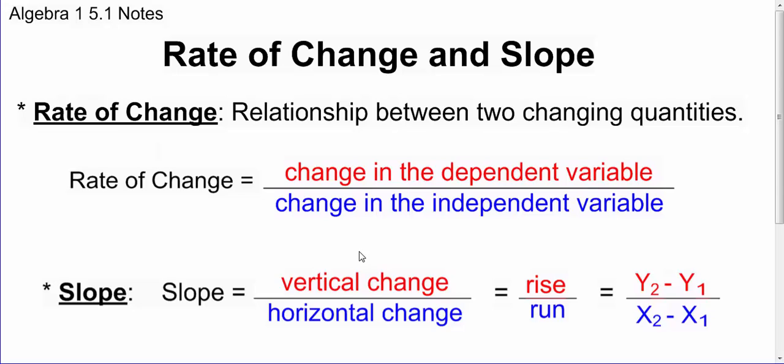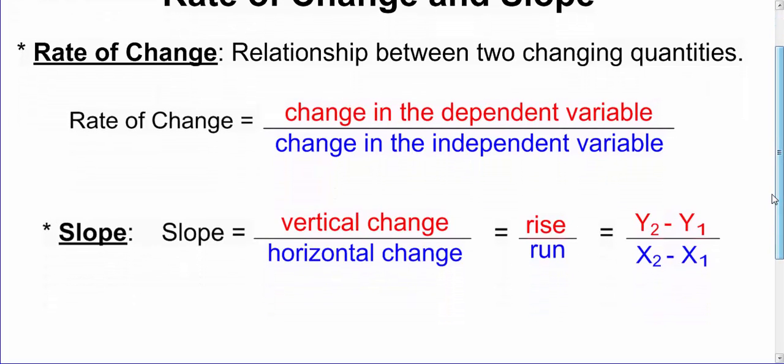For now, we're calling it rate of change, and we'll talk about how that's the same thing as slope as well. So rate of change is the relationship between two changing quantities. You can see it's sort of a formula. We don't really use this exactly, but change in the dependent variable divided by change in the independent. The way we really use the formula is more with the term slope.